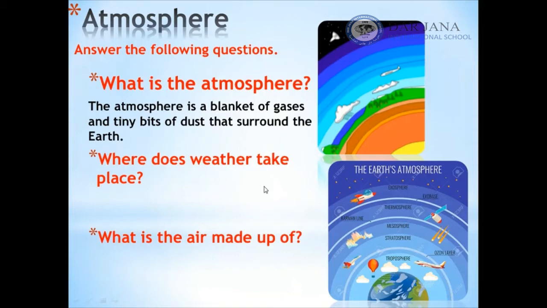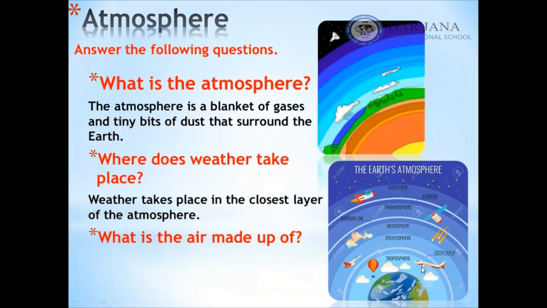Now, where does weather take place? We said that the weather is very important in our life, and it takes place in the atmosphere. But actually, it takes place in the closest layer. If we look over here, this is the Earth, and we can see the clouds. Whenever we have a cloud, this means that the weather is taking place there. So weather takes place in the closest layer of the atmosphere. In the second layer, the third layer, the fourth layer, there will be no weather. Only the closest one to the Earth has weather.